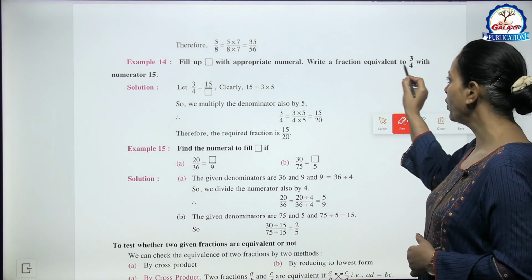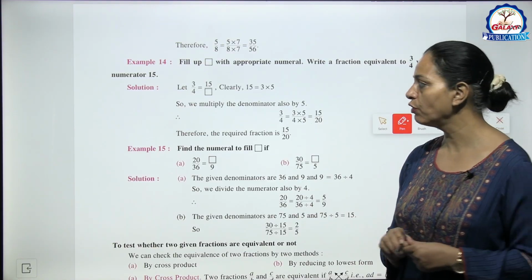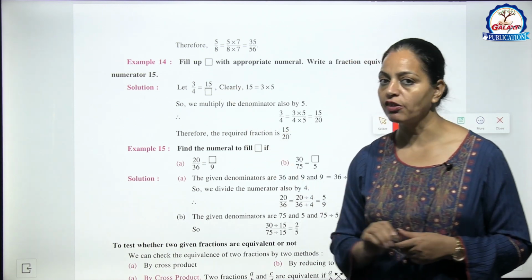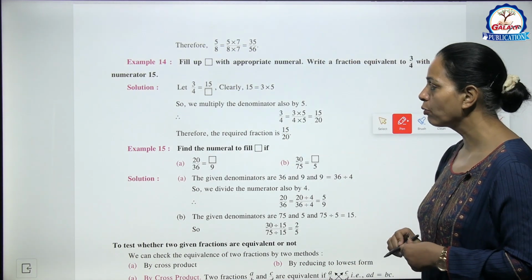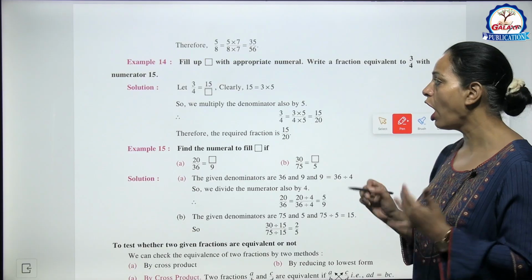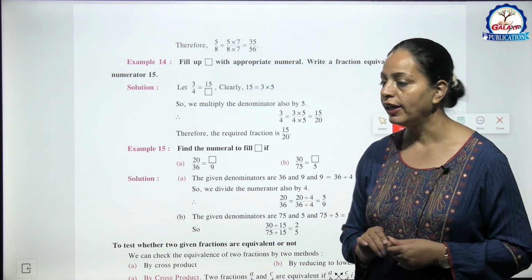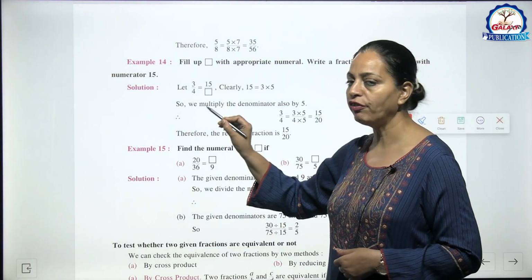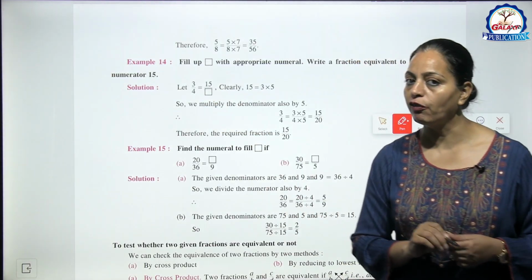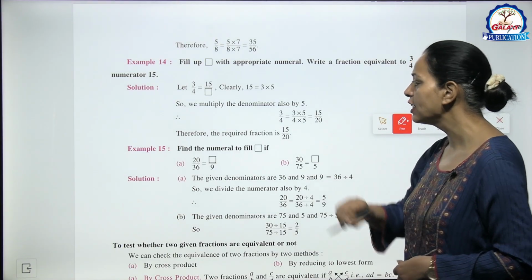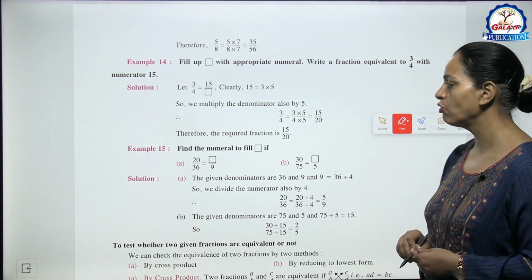Write a fraction equivalent to 3 by 4 with numerator 15. So here we have 3 by 4. We want numerator 15. Okay. अब आपको पता है 3 और 15. How you will get 15 from 3? 3 into 5. It means 3 into 5 करेंगे तो नीचे भी हम क्या करेंगे, 4 into 5. So 4 into 5. So answer is 15 upon 20.